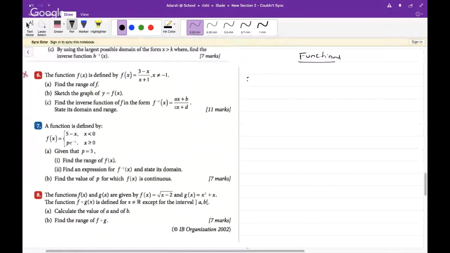Number 6. In the previous video we did up to question number 5. Now the first question: find the range of f of x. f of x is given to be (3 minus x) divided by (x plus 1), where x is not equal to minus 1. To figure out the range, we need to know the horizontal asymptote.